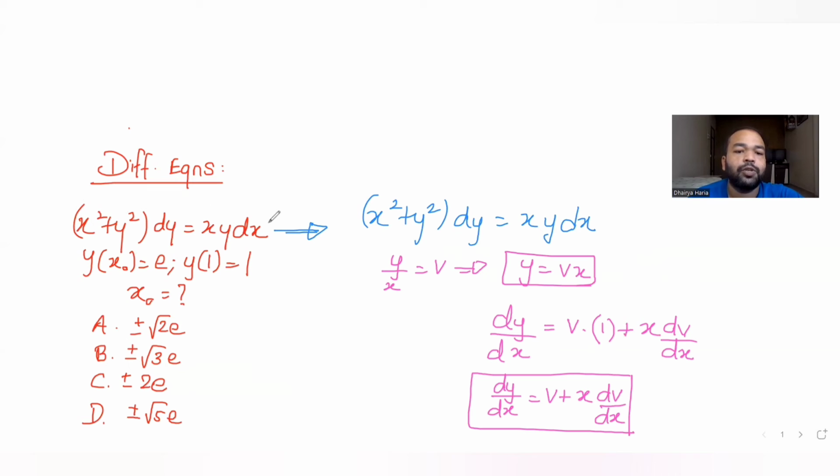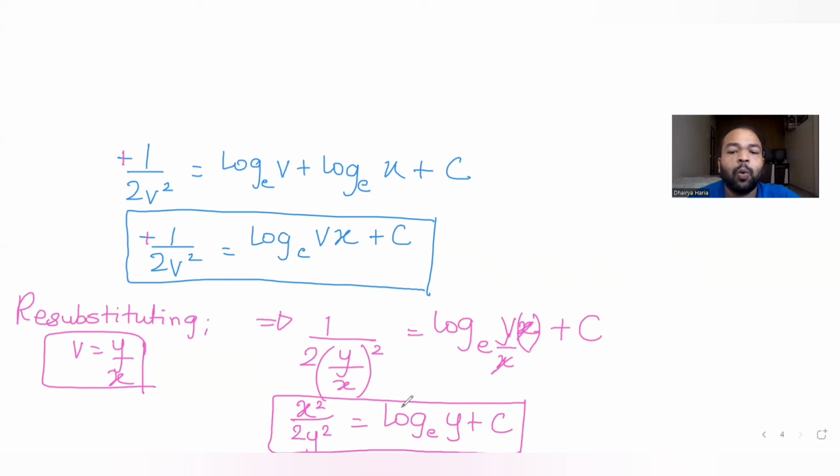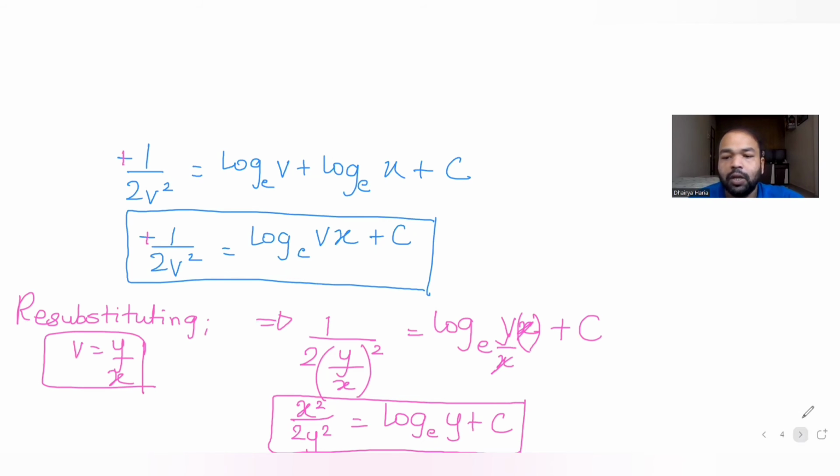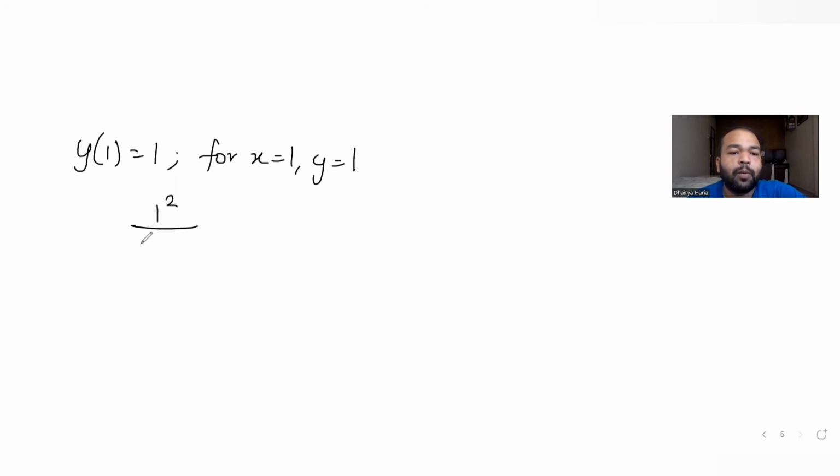So this is our equation, and the solution we got was x square by 2y square is equal to log y to the base e plus c. Now let's try to find out the constant of integration. We have been given one condition that says y of 1 is equal to 1, means for x equal to 1, y is also 1. So if I substitute that to get my value of c, 1 square upon 2 into 1 square is equal to log 1 to the base e plus c.